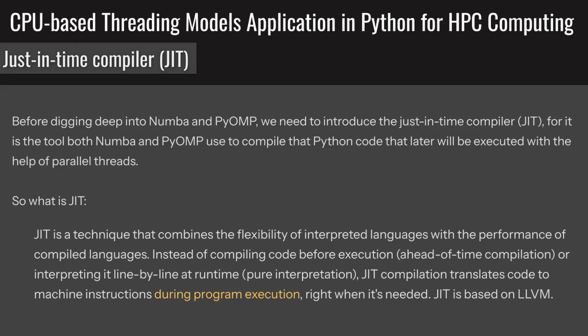Instead of compiling code before execution, ahead-of-time compilation, or interpreting it line by line at runtime, pure interpretation, JIT compilation translates code to machine instructions during program execution, right when it's needed. Note that JIT is based on the llvm.org project code.